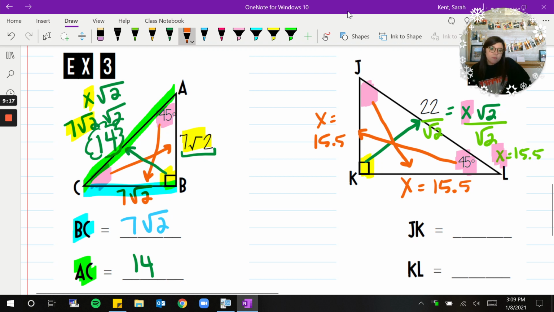As I go to fill in these blanks, again, I want J to K. Here's J, and I go down to K. That's the 15.5. And then I want K over to L. When I look at K over to L, that's that same 15.5.